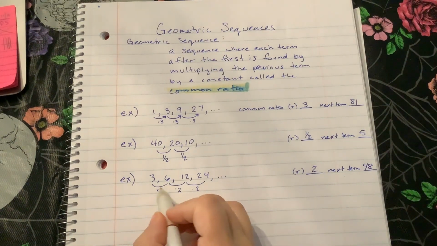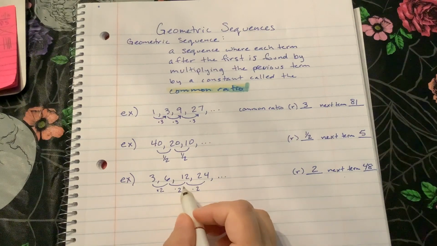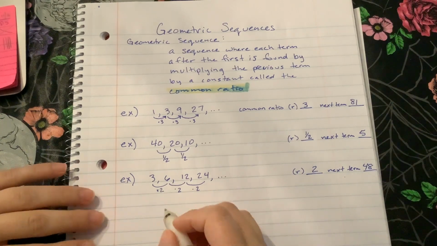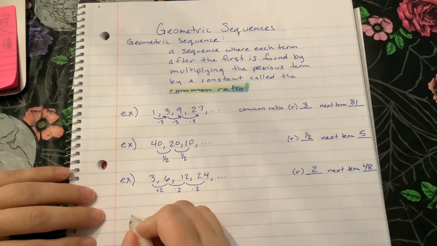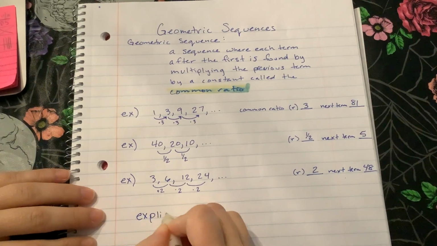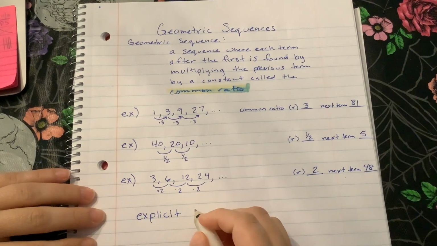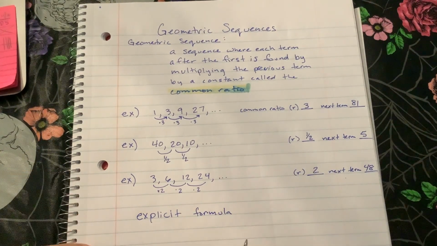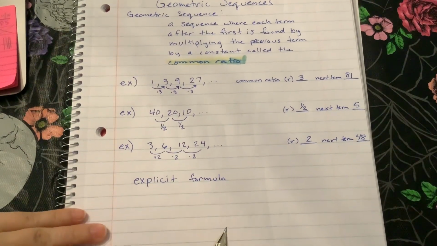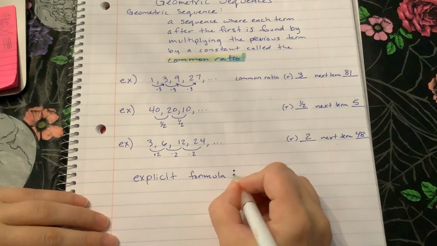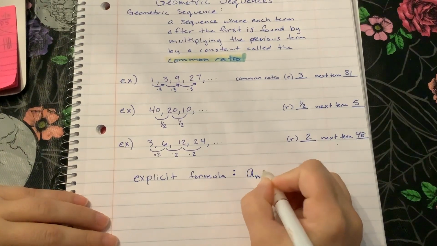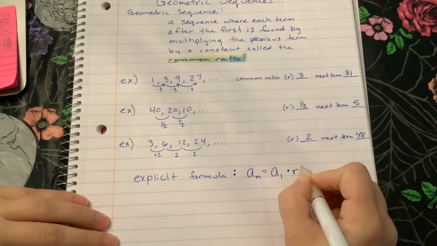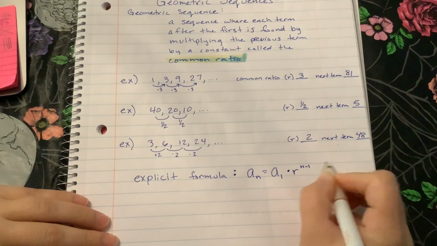Okay, so multiplying by 2 each time is finding it recursively. To use an explicit formula, to find any term, like an nth term, so to find any place in the sequence, we would use this formula: a sub n equals the first term times our common ratio to the n minus 1 power.